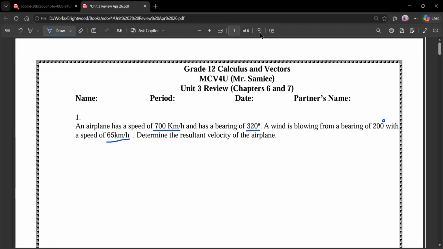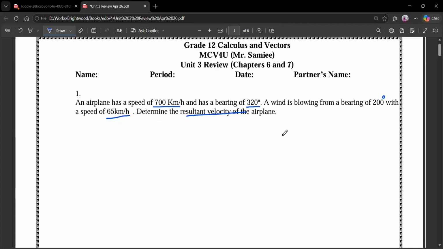The wind speed is not much compared with the airplane. The airplane speed is 700 kilometers per hour with a bearing of 320, and the wind is blowing from a bearing of 200 degrees at a speed of 65 kilometers per hour. Now they are asking to determine the resultant velocity of the airplane.